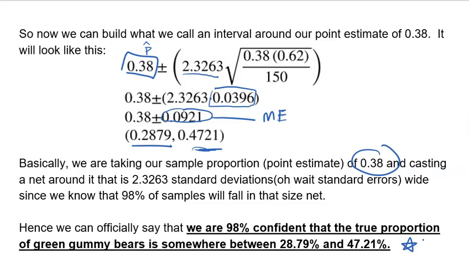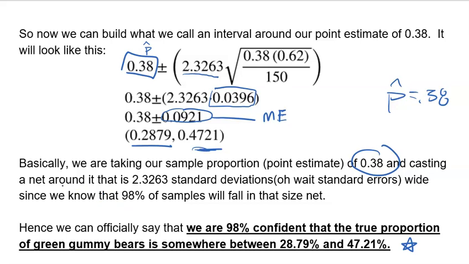I'm 98% confident that the true proportion of green gummy bears, first off, it's not 38%. Sorry, that was just a sample proportion. I'm 98% confident that the true proportion of green gummy bears is somewhere between 28.79% and 47.21%. So the idea going in is I had no idea what proportion of gummy bears were green. My sample revealed 38%, but that's not necessarily the truth. So I went up a little bit, I went down a little bit, and I got myself an interval.